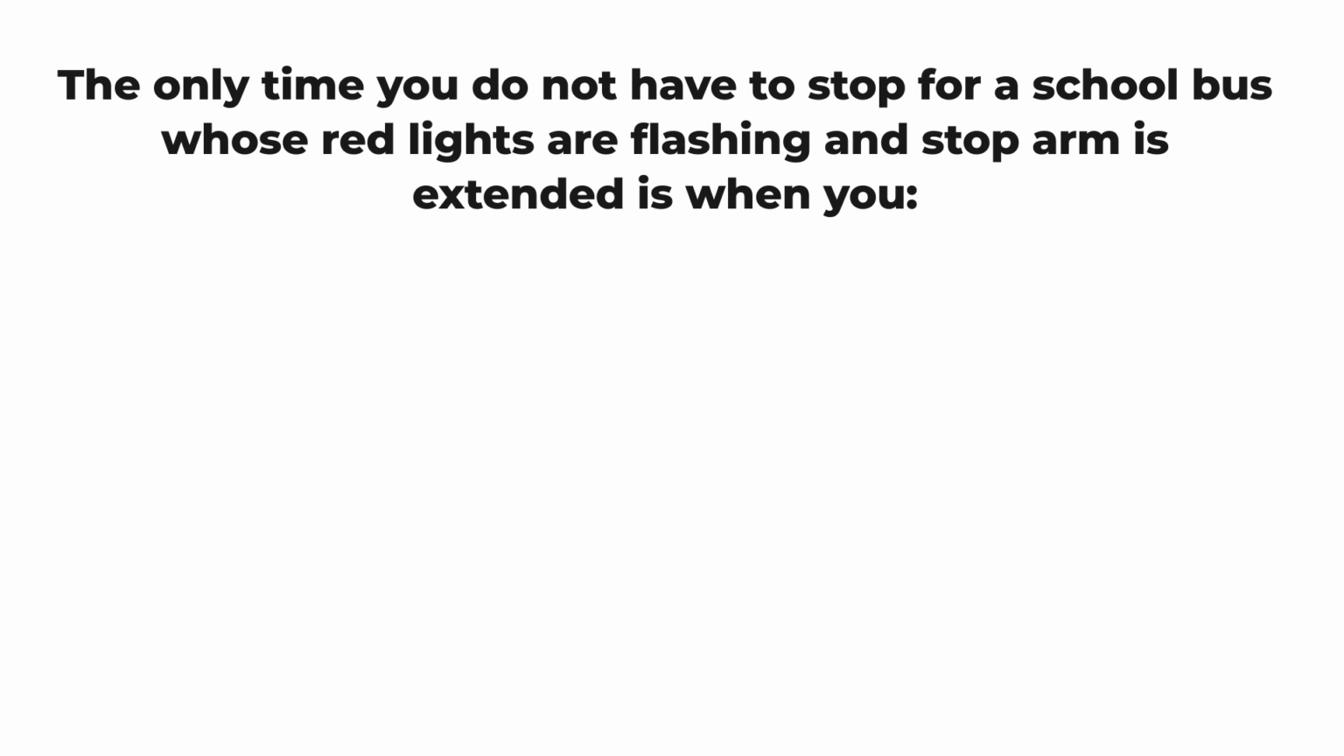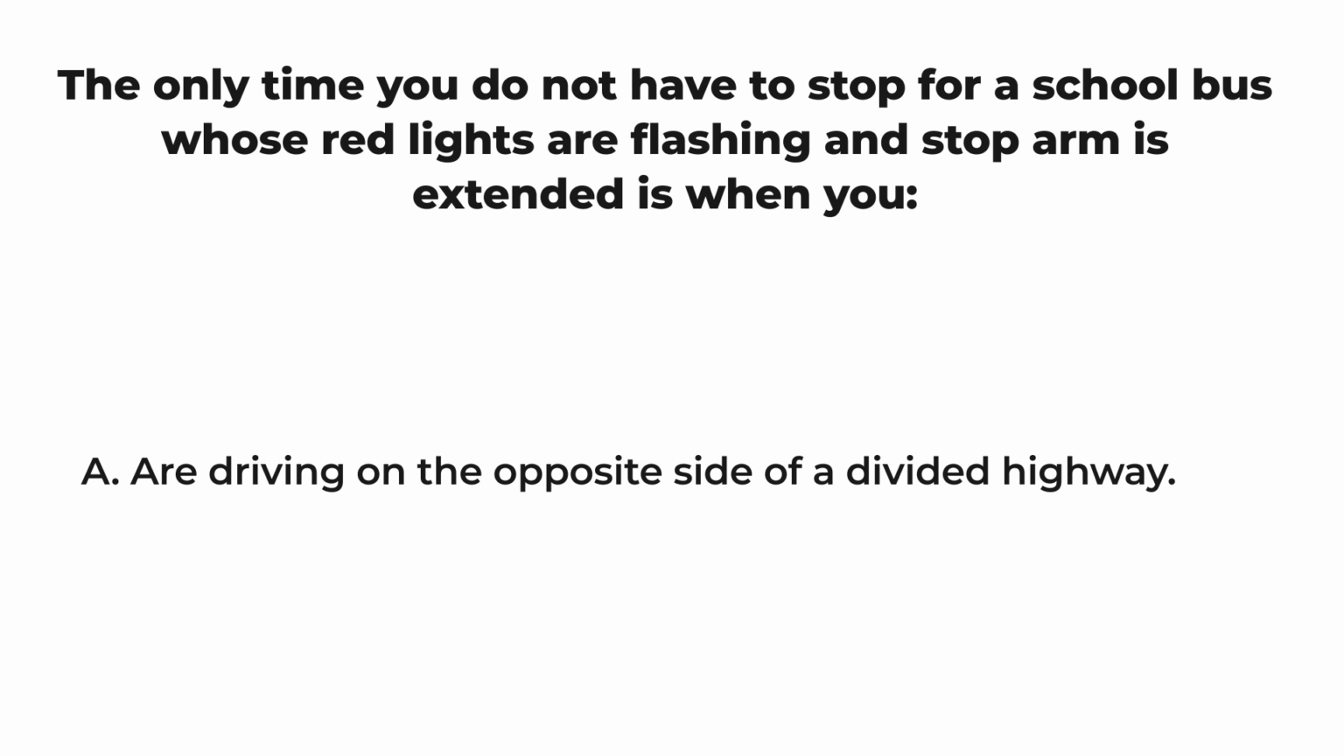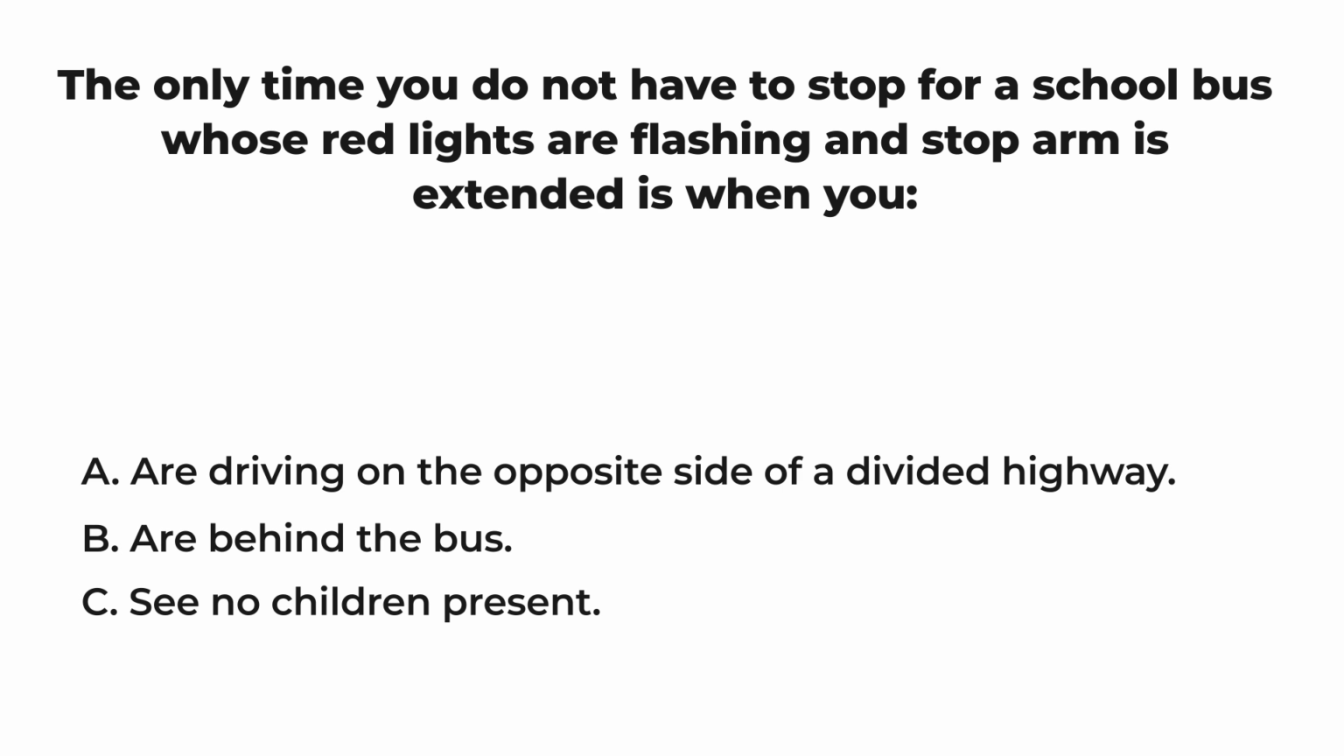The only time you do not have to stop for a school bus whose red lights are flashing and stop arm is extended is when you: A. Are driving on the opposite side of a divided highway. B. Are behind the bus. C. See no children present. D. Can safely pass on the left.